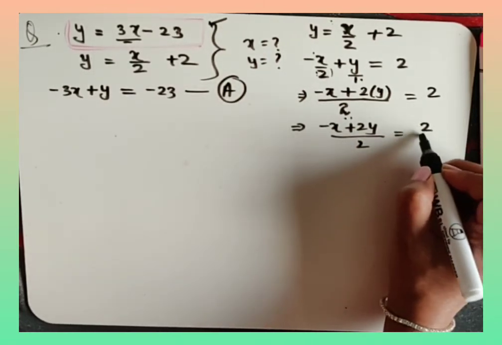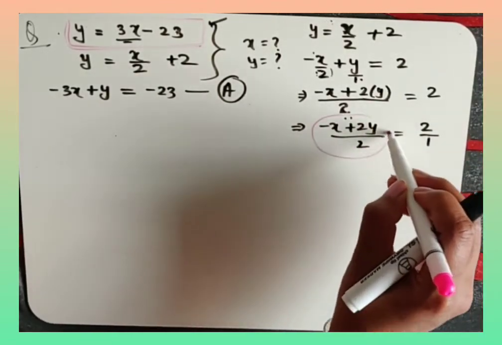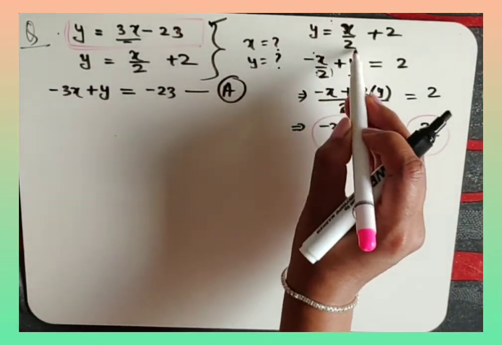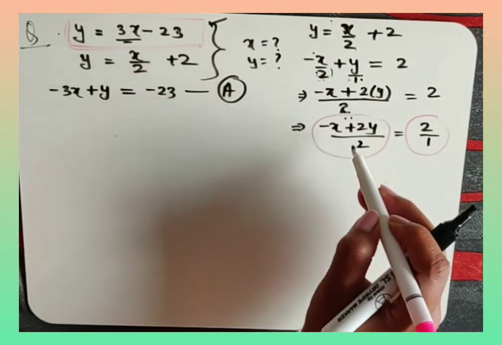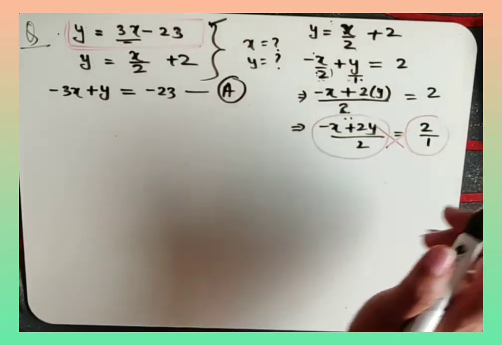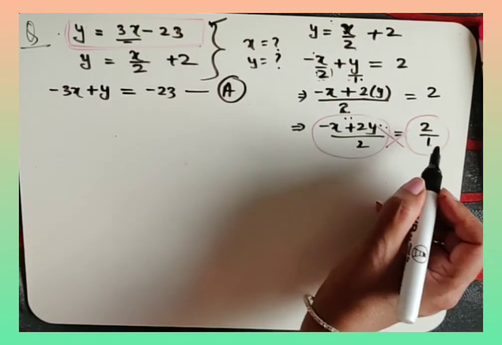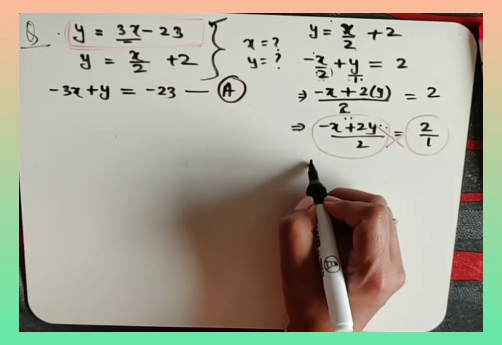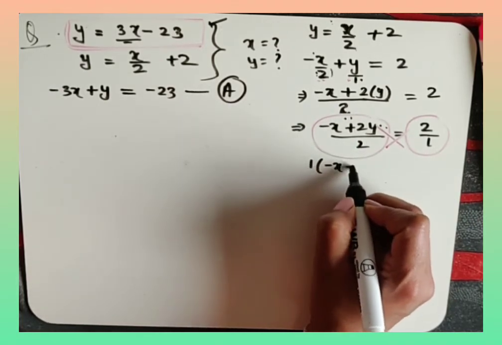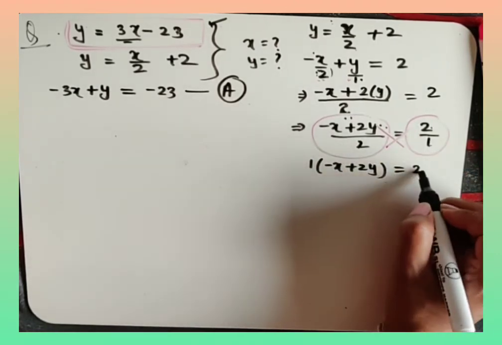So make it a fraction, give one denominator. Here we have two fractions, so here we have one fraction. Now the rule says we have to cross multiply. So we will multiply this by this first. So 1 will multiply by this. Write down 1 times minus x plus 2y equal to, this 2 will multiply by 2.